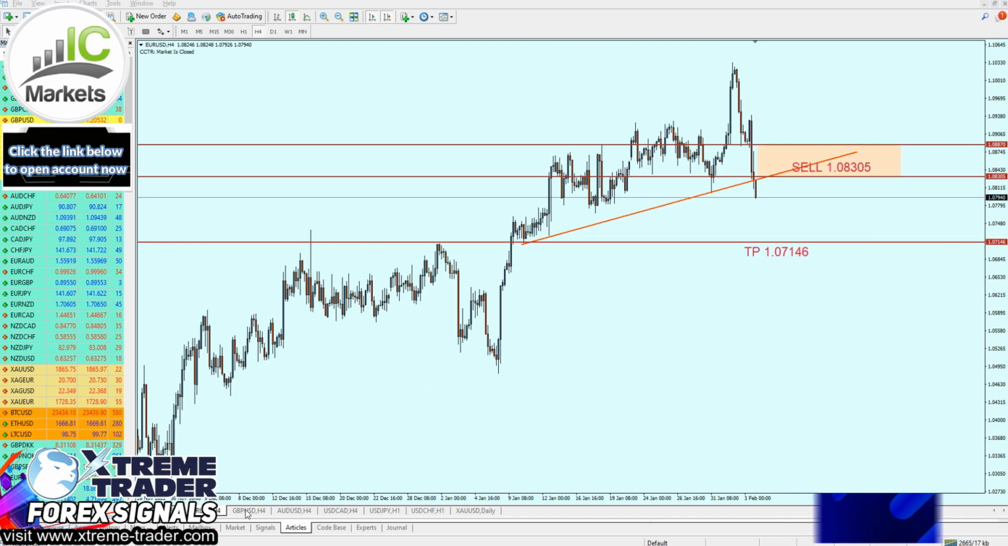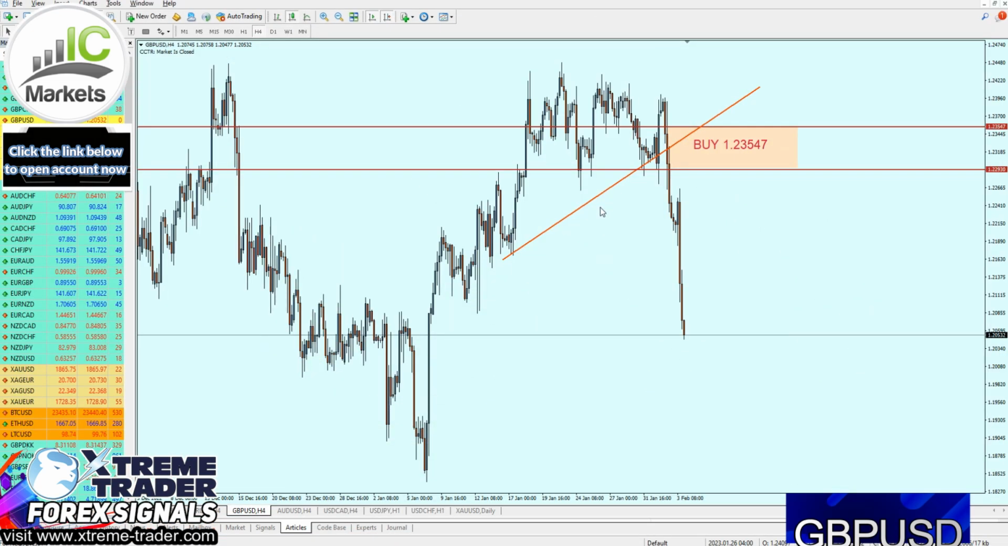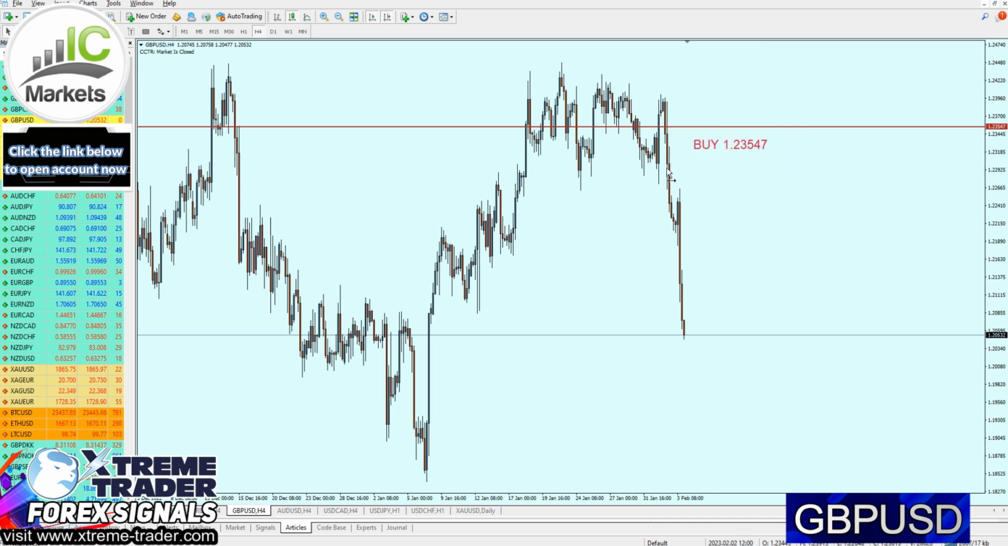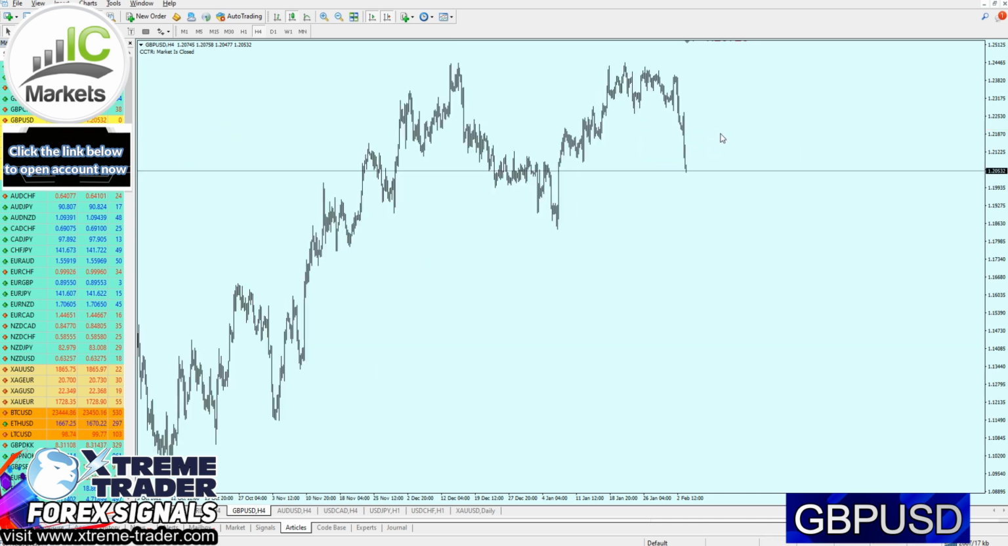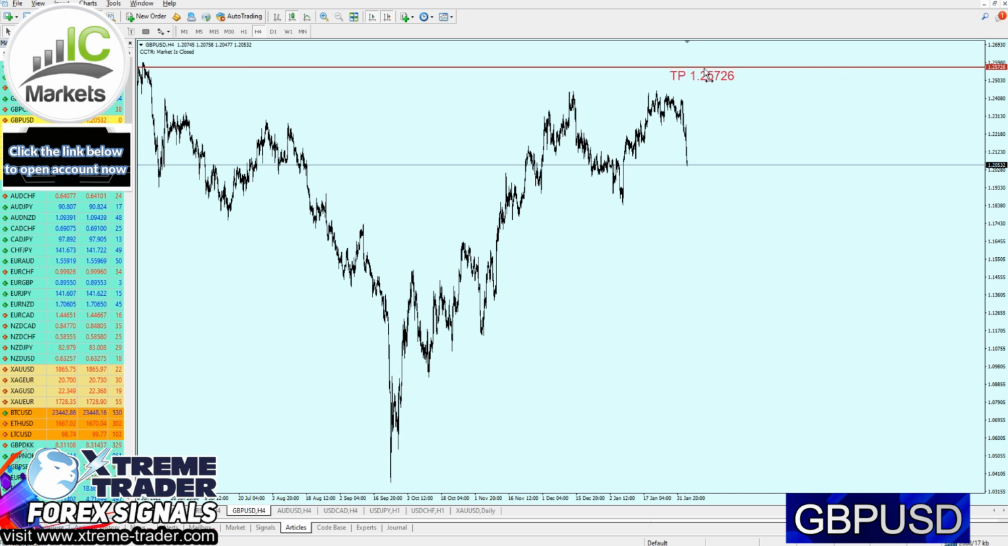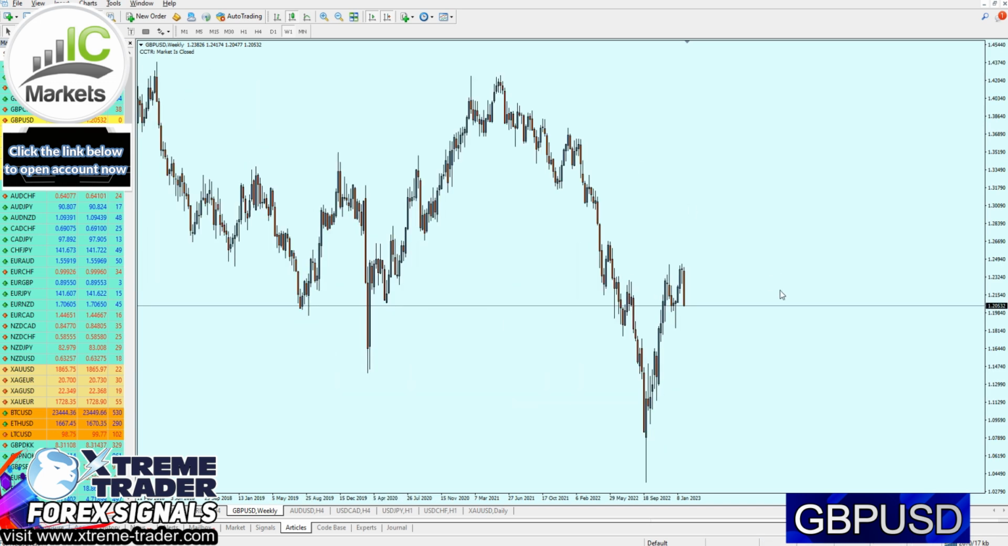Moving now to the pound USD. Alright, so of course the pound USD is falling like it's raining, and let's see now what we can do next with this pair. Let's move first of all to the weekly chart so we can identify the direction on the bigger time frame.